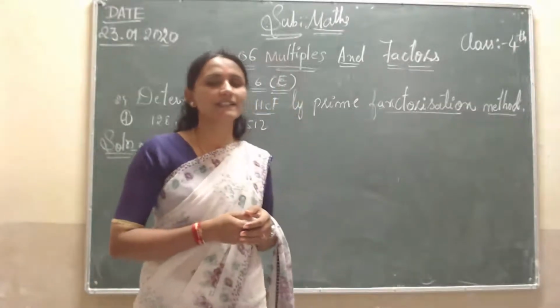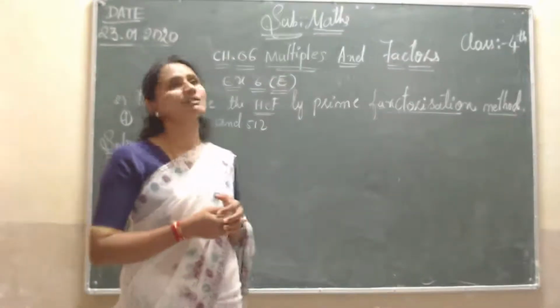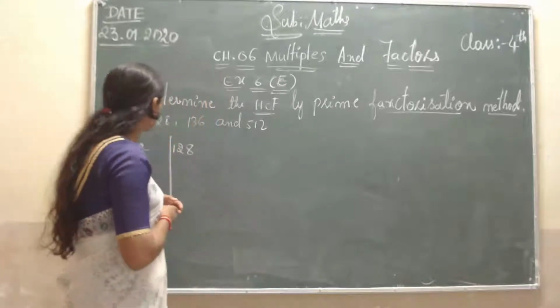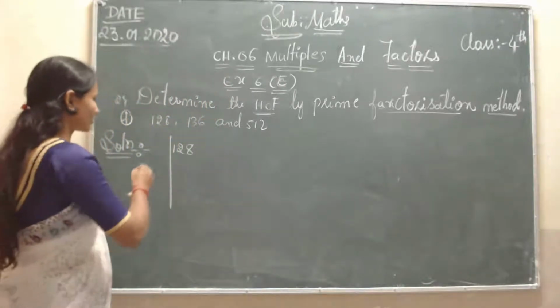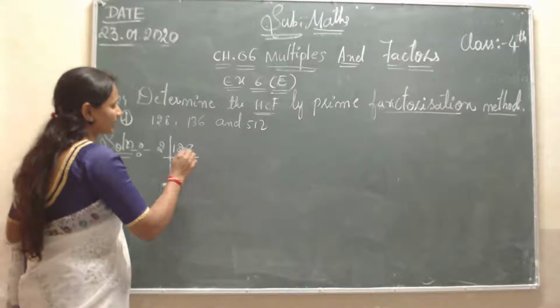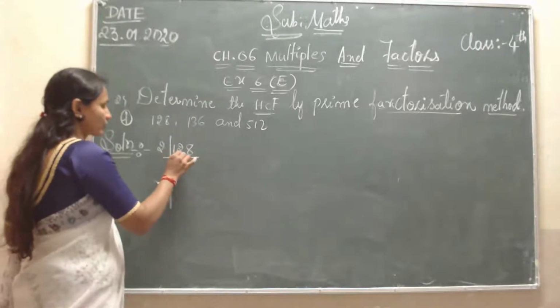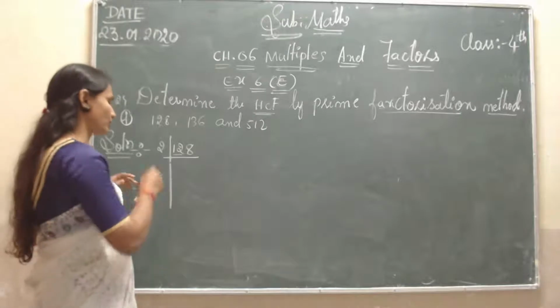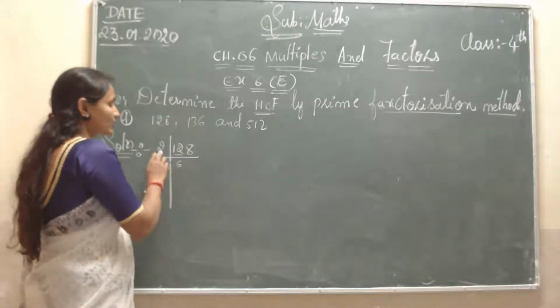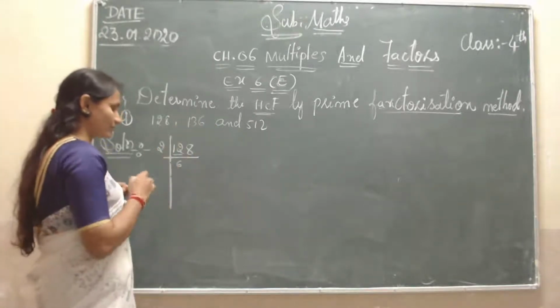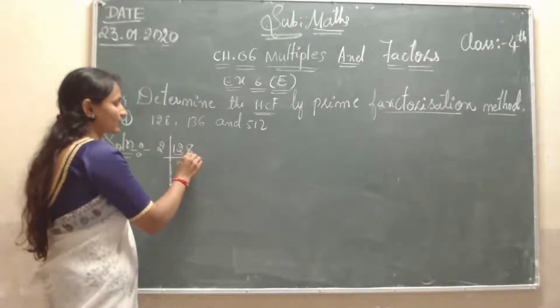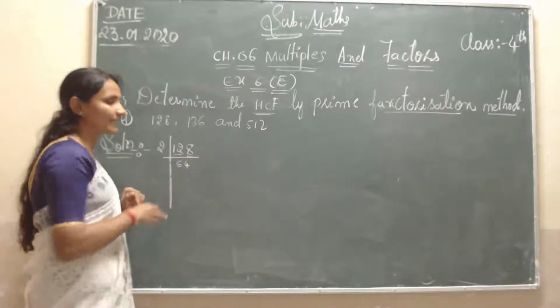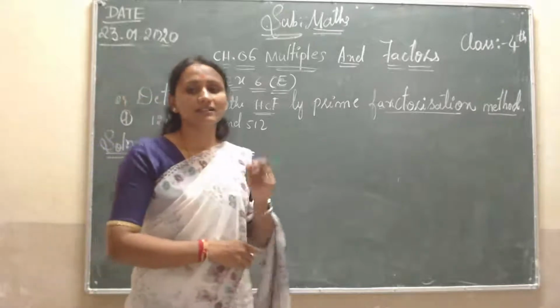So 128 is an even number, so you have to take the smallest prime, that is 2, and divide. First take 12: 2 sixes are 12, so the remainder is 0. Next, 2 fours are 8. We get the number 64.